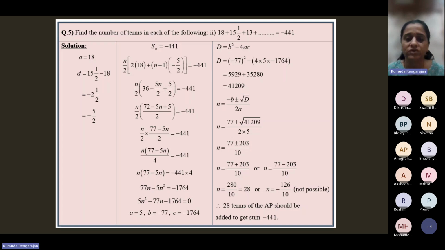So I'll put this image on WhatsApp. I'm sure you wouldn't have completed it, so please finish it. I'll also share the assignment, which I showed you, those 10 questions. Finish that also by the class tomorrow.